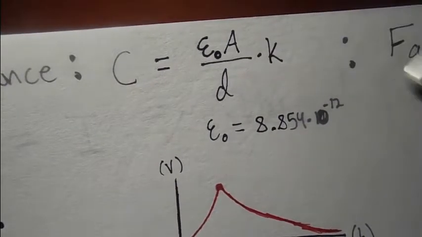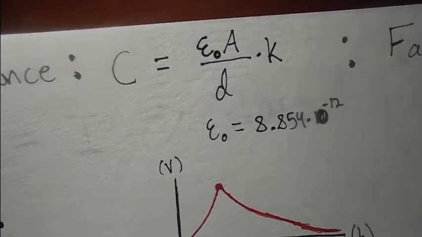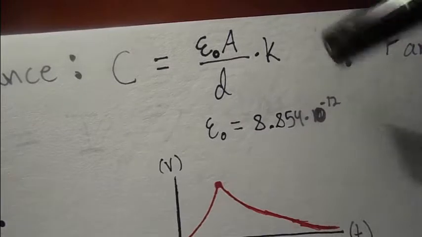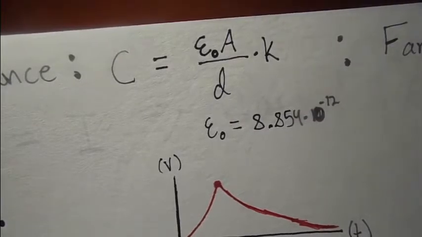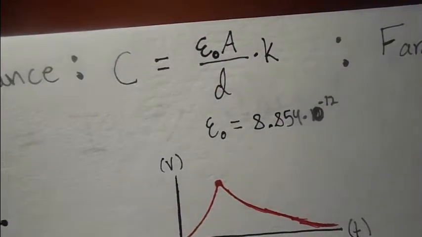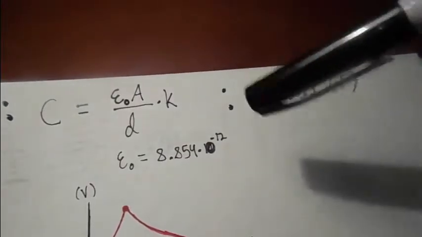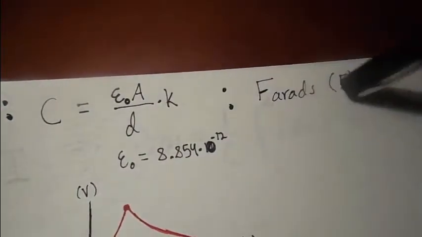Now dielectric is pretty much any material that you put in between the two plates that increases the capacitance, how much they can store. It could be like a crystal, it could be some type of chemical or material. And capacitors, we measure those in farads, denoted as F.